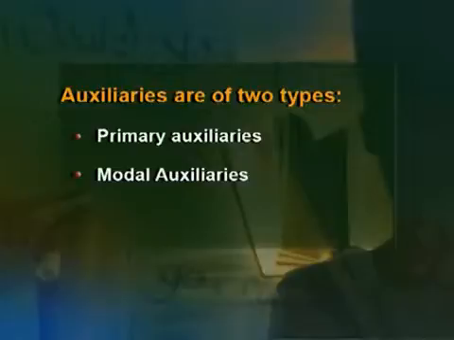Now let us see how many types of auxiliary verbs there are in the English language. There are two types of auxiliary verbs. One is primary auxiliary and the second is modal auxiliaries.